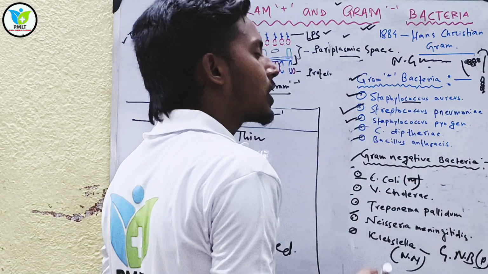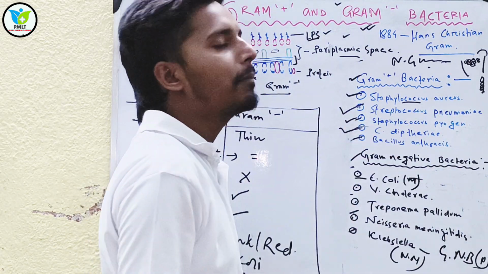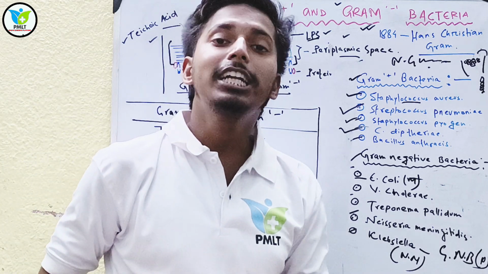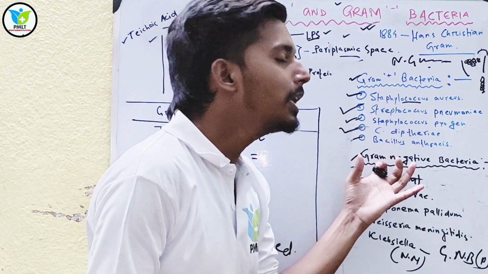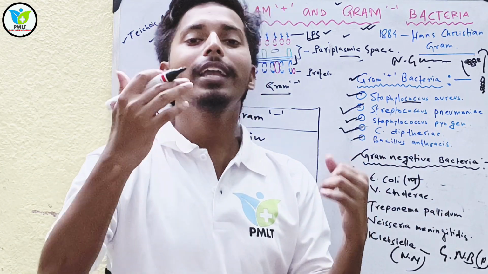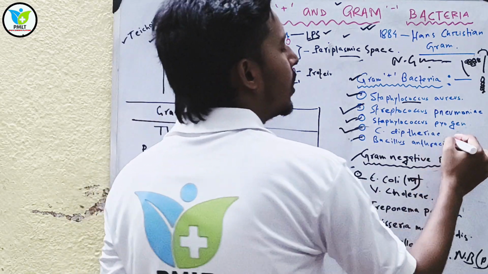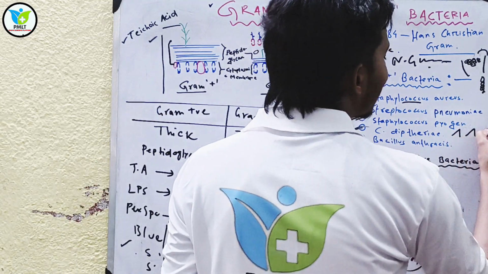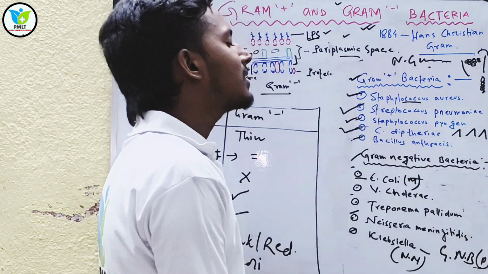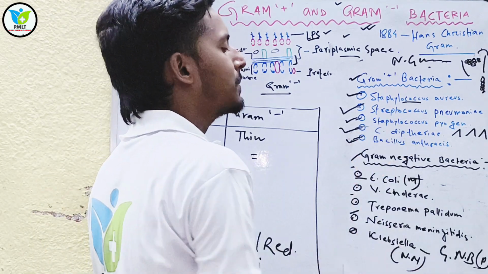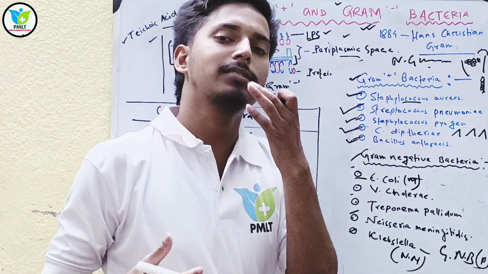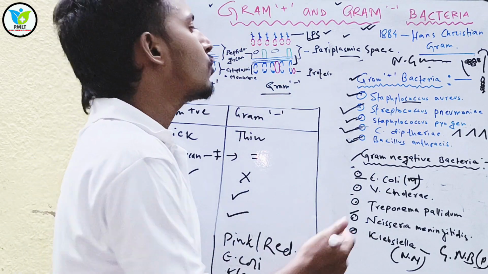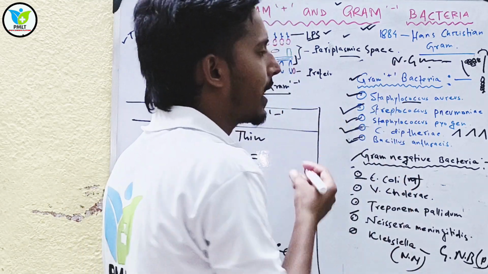After that, Corynebacterium diphtheriae, which basically causes the diphtheria disease. Corynebacterium diphtheriae looks like a Chinese letter shape. We have understood that it looks like a Chinese letter shape. After that, see here, that is Bacillus anthracis, which basically causes the anthrax disease. Okay, those are all the gram positive bacteria.